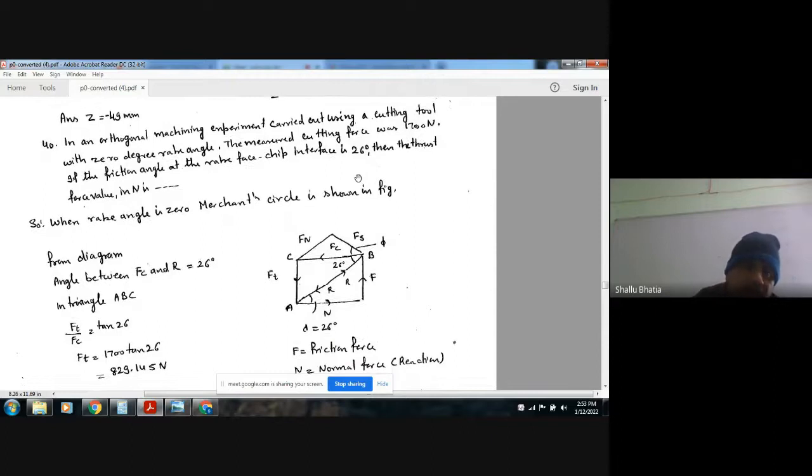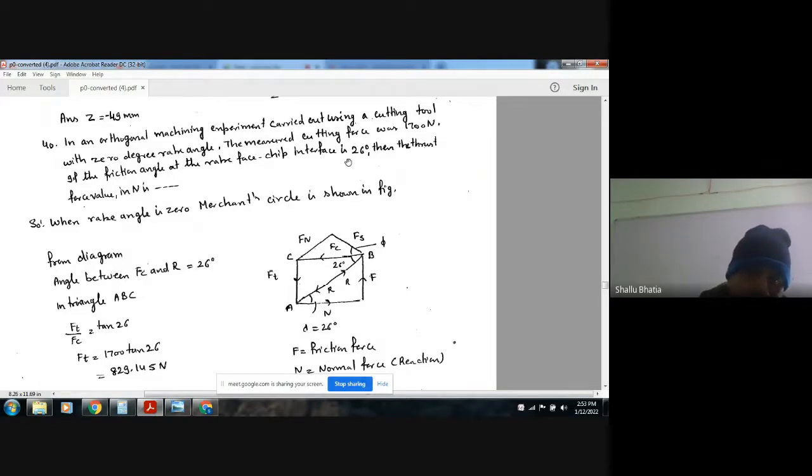Next, in an orthogonal machining experiment carried out using a cutting tool with a 0 degree rake angle, the measured cutting force was 1700 Newton. If the friction angle at the rake face chip interface is 26 degrees, then the thrust force value in Newton is.